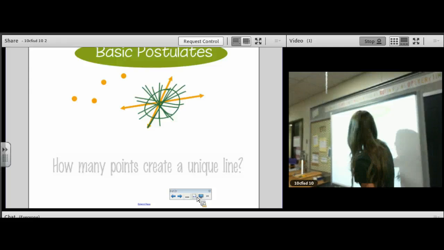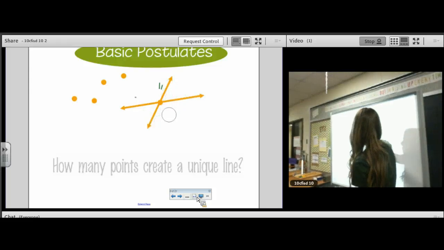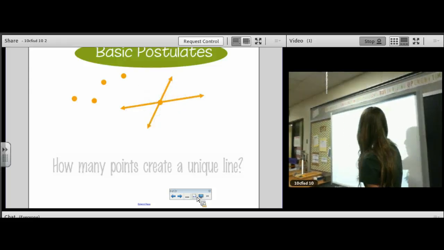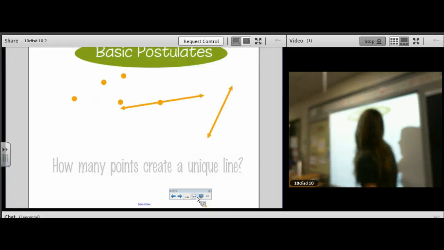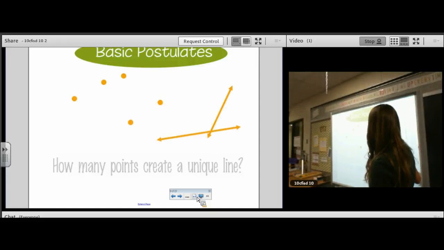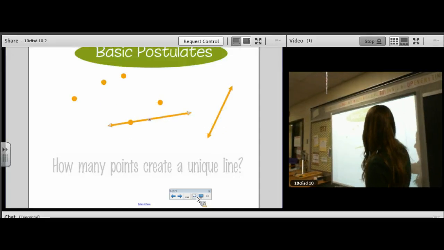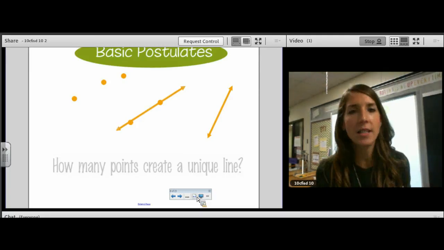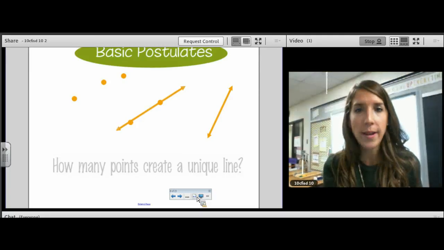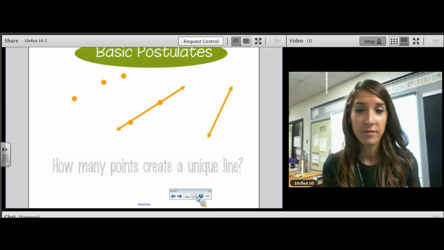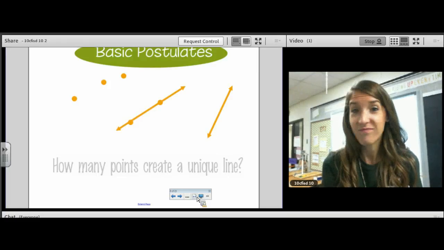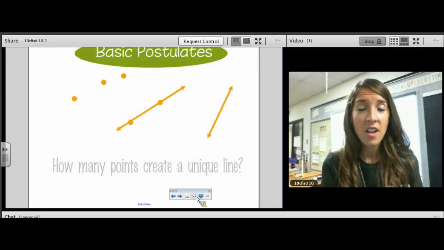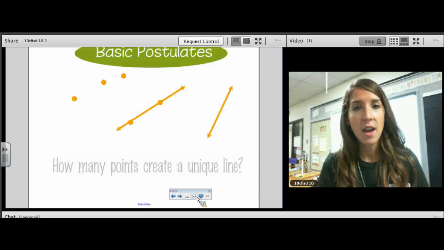Okay? Well, now let's try 2. Will 2 points create a unique line? There's 2 points. I'm going to put this line through both of them maybe. How many more lines could I draw through those 2 points? How many more? Unique lines. No more. Very good. So how many points does it take to create a unique line?